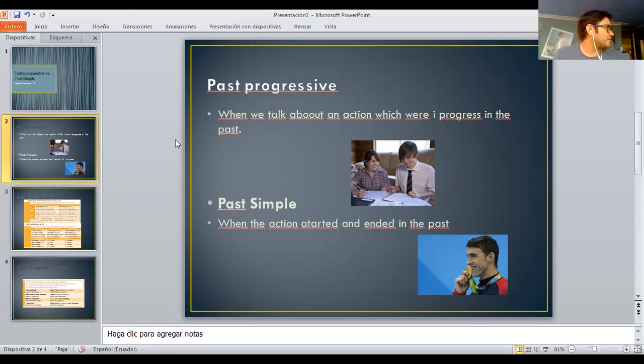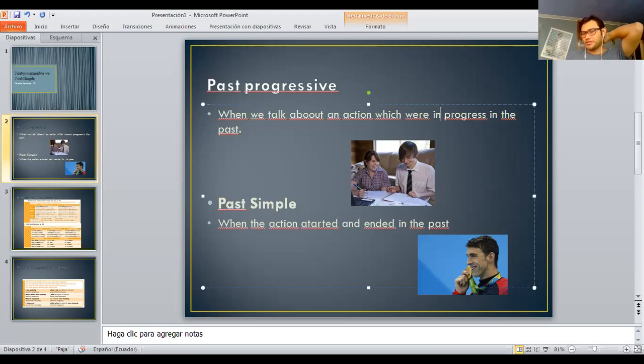So first we are going to talk about past progressive. When do we use past progressive? We use past progressive when we talk about an action which was in progress in the past. We will talk about a lot of actions, but we have to understand the actions that took a period of time in the past. In other words, this action was in progress in the past.